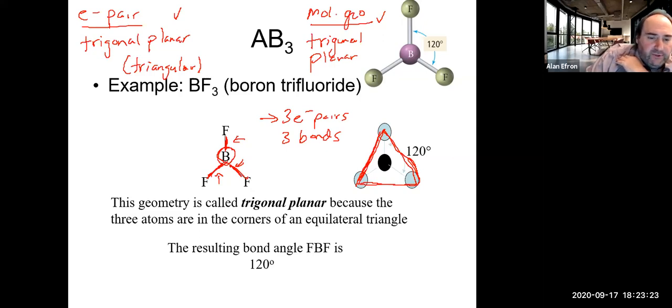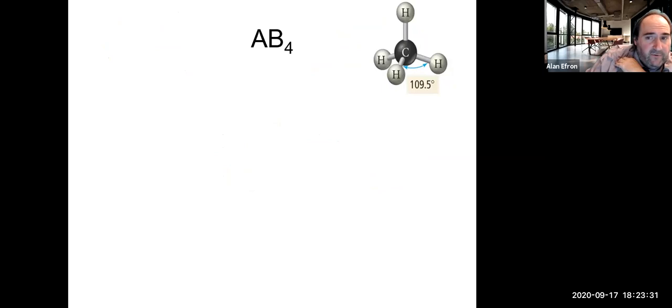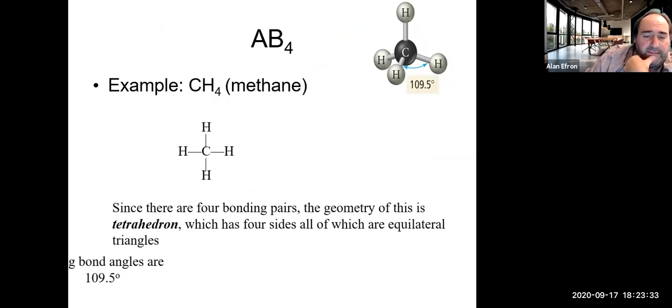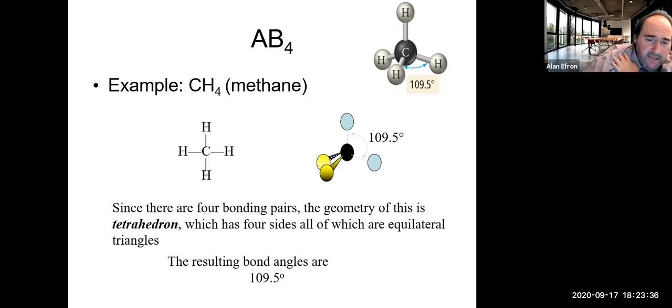The next geometry that we're going to see is one where we have a central atom and 4 guys attached to it. So CH4 is an example of that. And with CH4, again, if we look at the central atom, which is always the important one in geometry, 1 electron pair, 2 electron pairs, 3 electron pairs, 4 electron pairs. And again, 1 bond, 2 bonds, 3 bonds, and 4 bonds happening there.